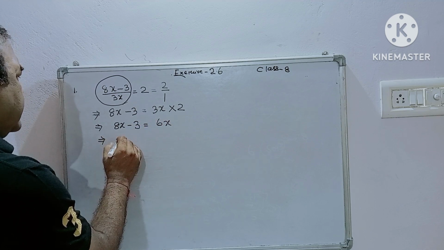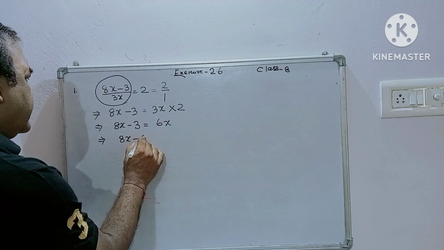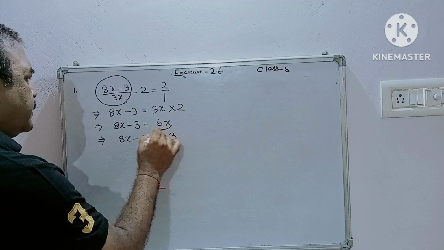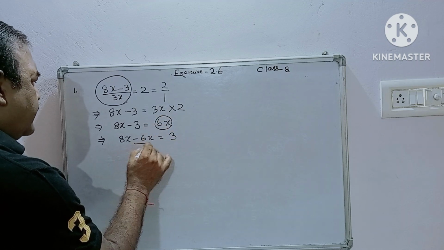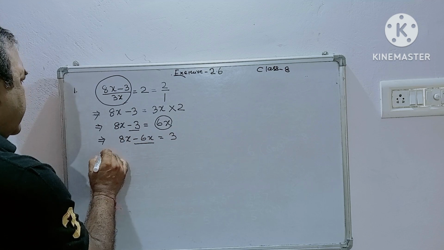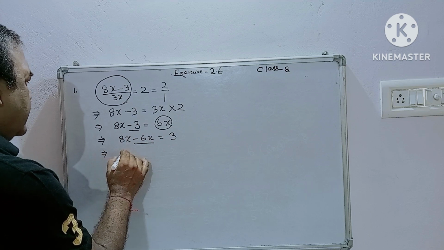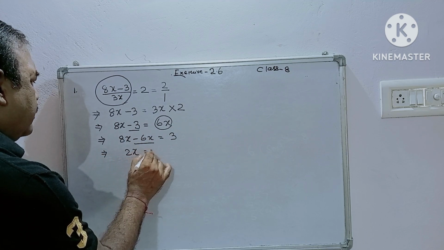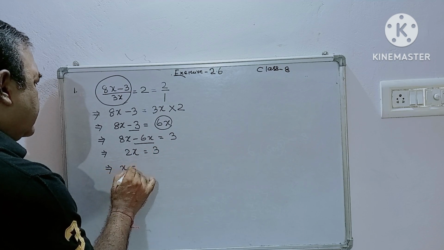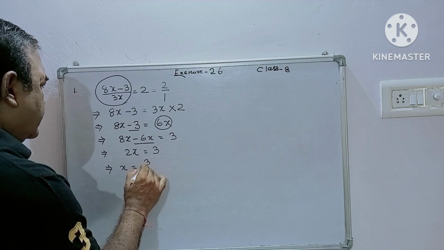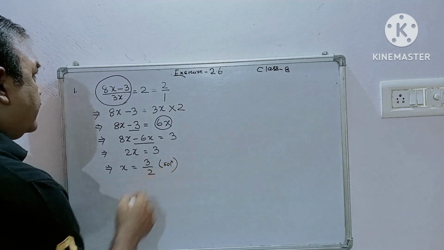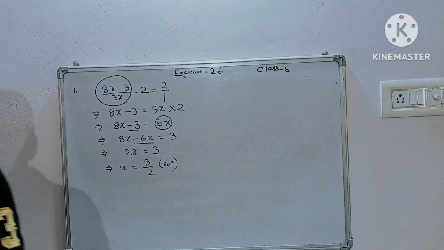That implies 8x minus 6x is equal to 3, because we transpose 6x to the left hand side and minus 3 to the right hand side. Okay? That implies 2x is equal to 3. That implies x is equal to 3 upon 2. So this is the solution. Okay?